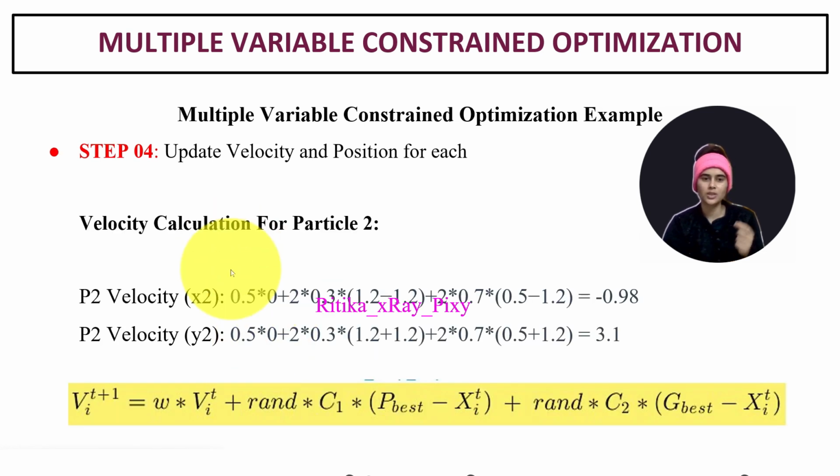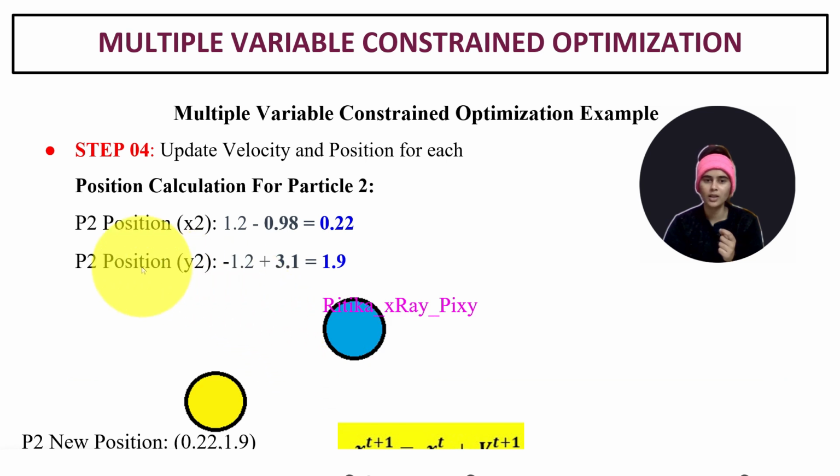Now we will do the same for the second particle. Here for the second particle, you can see we have 1.2 comma minus 1.2. Put the values here, and the global best value is 0.5, and we get x2 as minus 0.98 and y2 as 3.1. Now we calculate the velocity for both points. Now we will update the position for both points, and we can update the position by adding the velocity to the previous position.